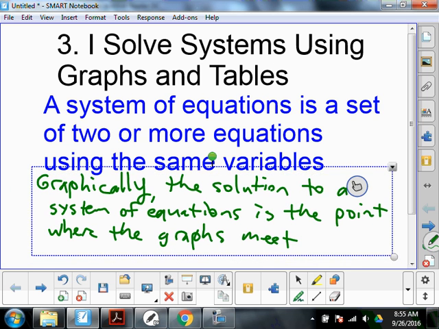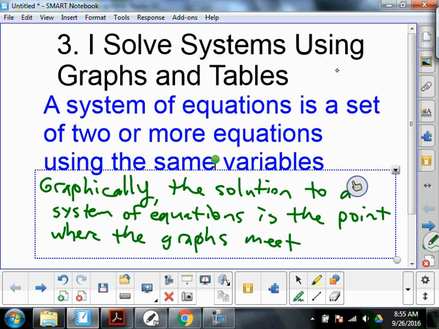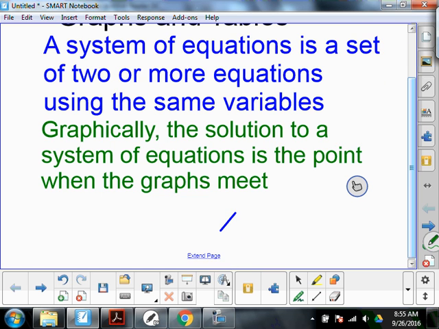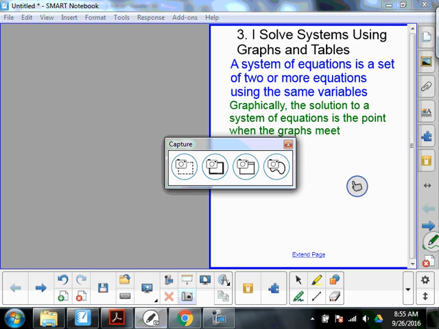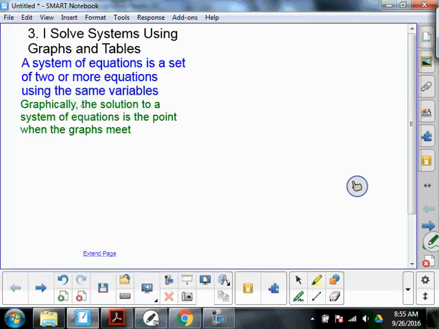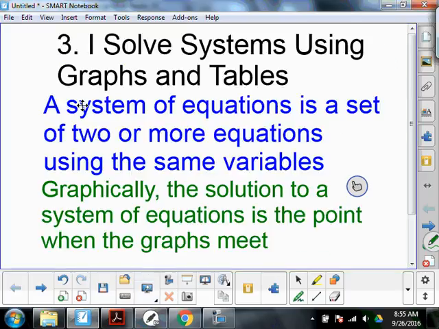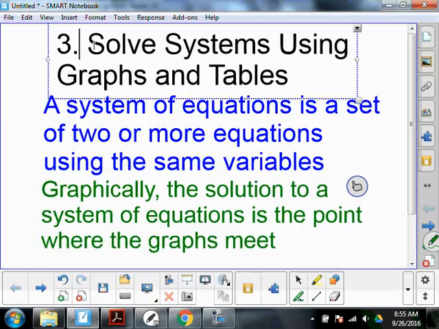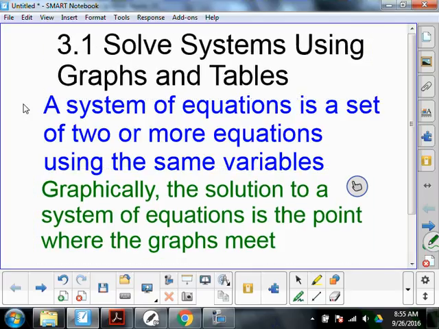A lot of writing today. My arm's going to be sore. So graphically speaking, the solution to a system of equations is the point. Oh, having trouble with the smartboard today. Is the point, that should say where, not when. Is the point where the graphs meet. And this should be 3.1, not 3.9. Okay. So graphically, the solution to a system of equations is the point where the graphs meet.